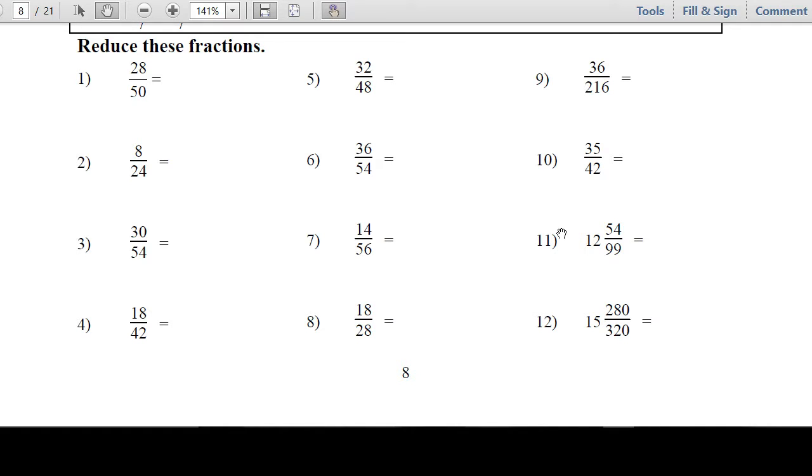30 over 54. 2 times 15. 3 times 5. So that's 2 times 3 times 5. 54 is 2 times 27, 3 times 9, 3 times 3, 2 times 3 times 3 times 3. So that's 5 over 9. Good.